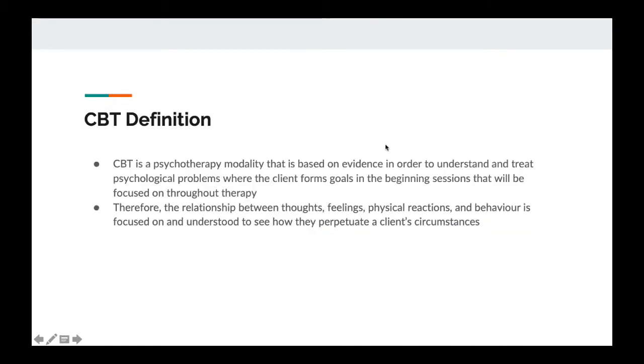We will just be going over some CBT definitions before we begin. CBT is a psychotherapy modality that is based on evidence in order to understand and treat psychological problems, where the client forms goals in the beginning session that will be focused on throughout therapy. Therefore, the relationship between thoughts, feelings, physical reactions, and behavior is focused on and understood to see how they perpetuate a client's circumstances.